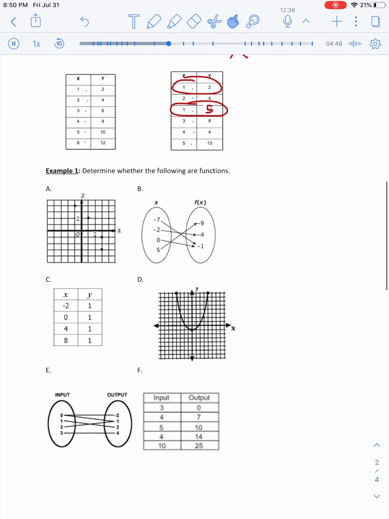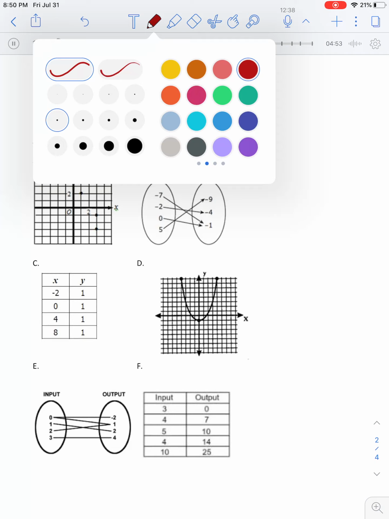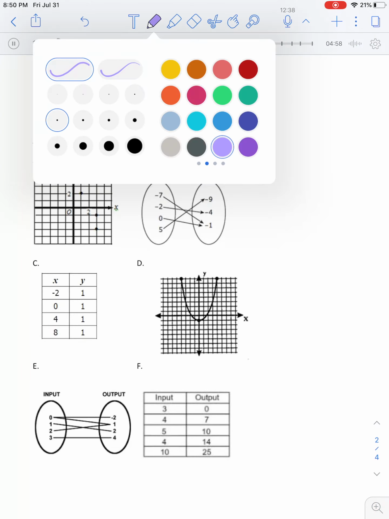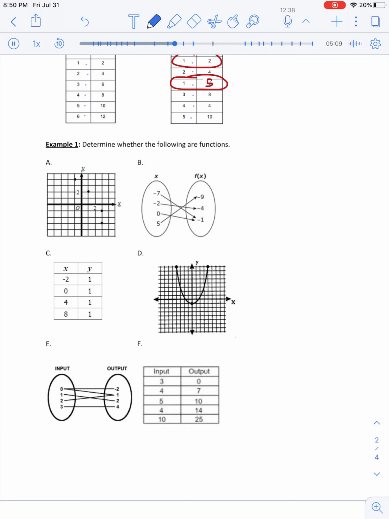All right, I have 6 more examples, and I kind of mixed them all up. So what I want to do here first is off to the side, make ourselves a short version of our cheat sheet. And I strongly suggest that you do this on your assignments and any quizzes or tests. It will definitely help you out. So here off to the side, I'm going to write mapping x's, graph, vertical line test, and table x's.